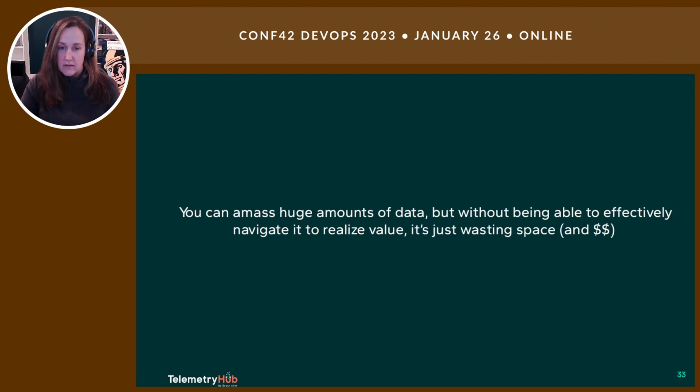So one of the downsides of just amassing a lot of data, storing it for later in case you ever need it, is that it's very expensive and it's hard to navigate and it's just wasting space and resources for you. So, just hammering home the point that just collecting data is not the answer that we're looking for here.